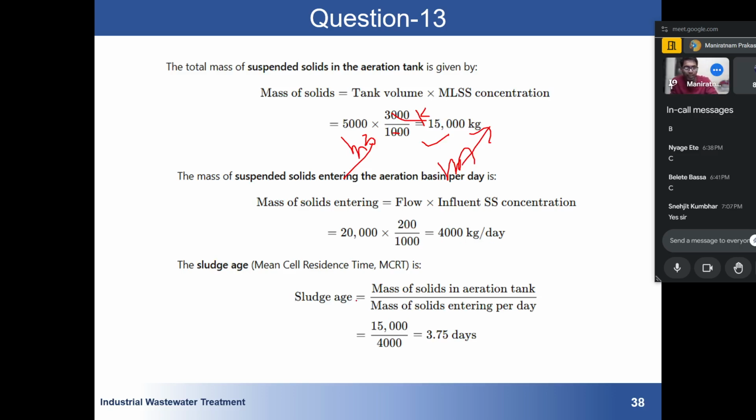Now the sludge age will be, what is sludge age? Sludge age means whatever the concentration is going, for how much time it will stay, that is sludge age. So whatever the mass of the solid is in the aeration tank, that is 15 kg per day, and how much is entering, it is entering 4000 kg per day. So finally it will be 50,000 divided by 4000, that is 3.75 day. So this is sludge age.